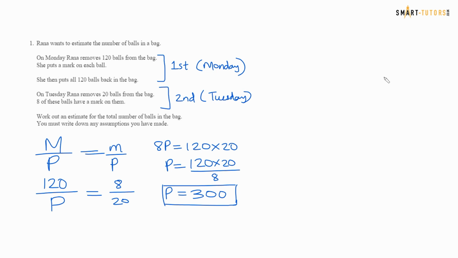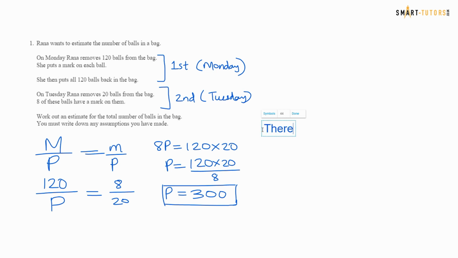You must write down any assumptions you have made. In this capture and recapture method, if it is a living species, we need to assume there are no newborns and no deaths. We also need to make sure the mark she is putting stays until she comes back on Tuesday. So let me write down the assumptions here.